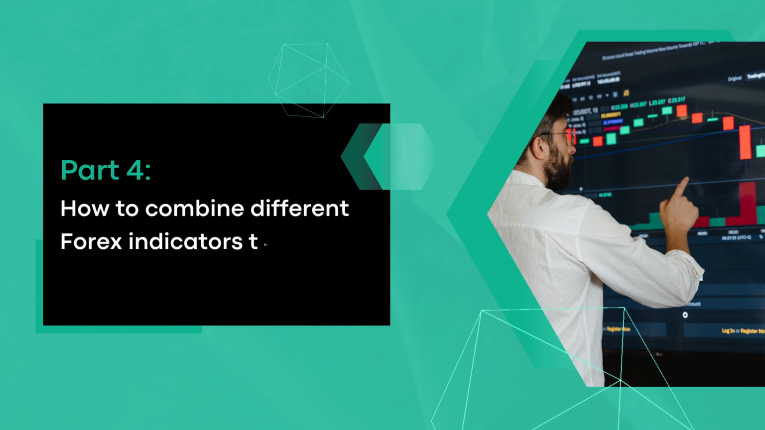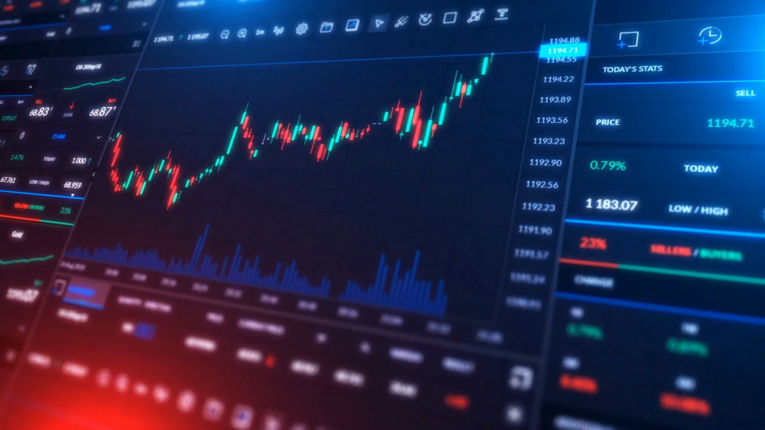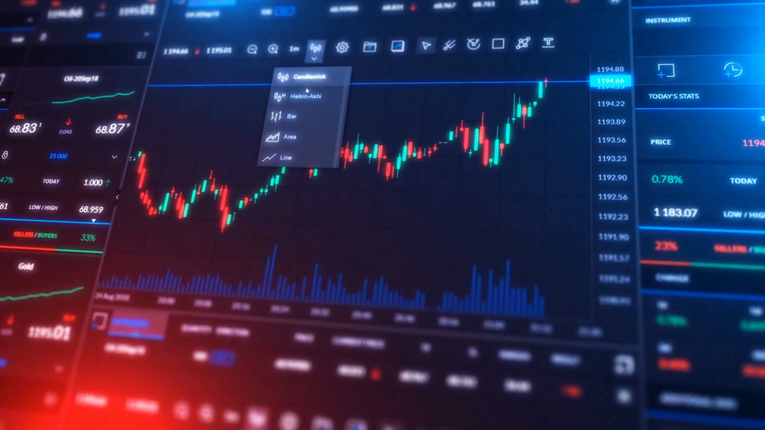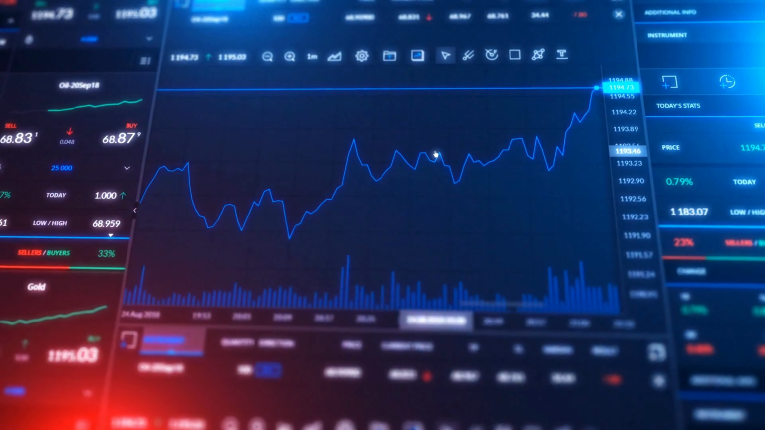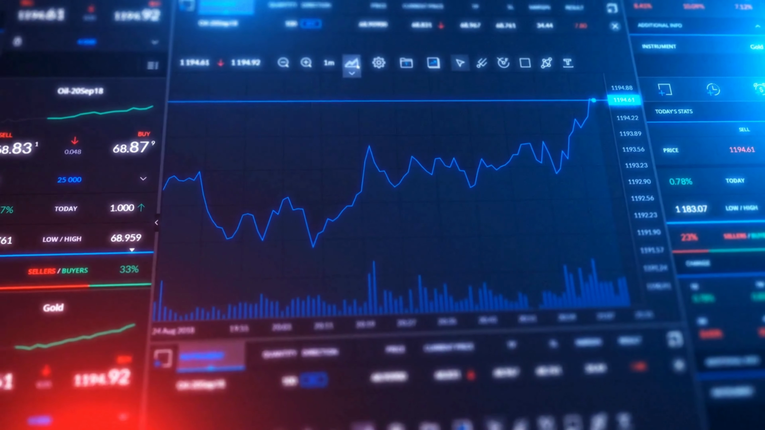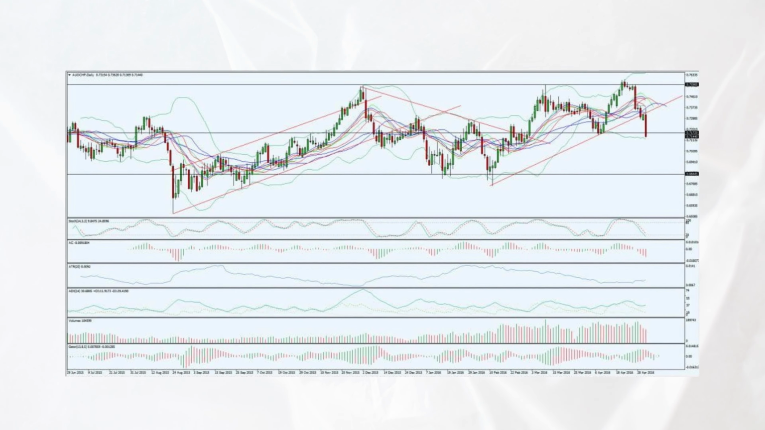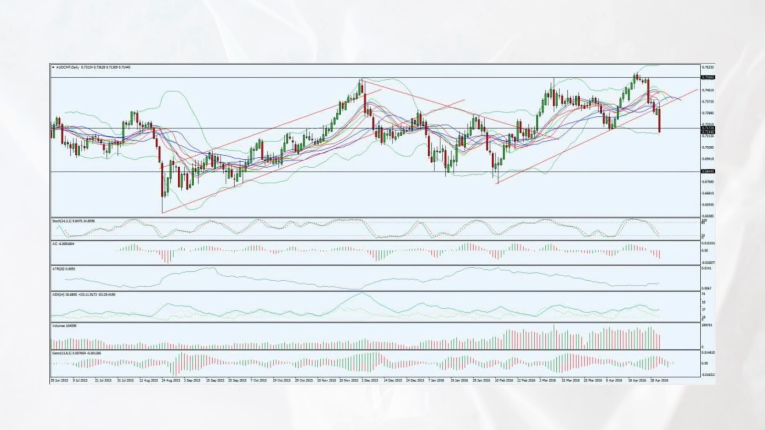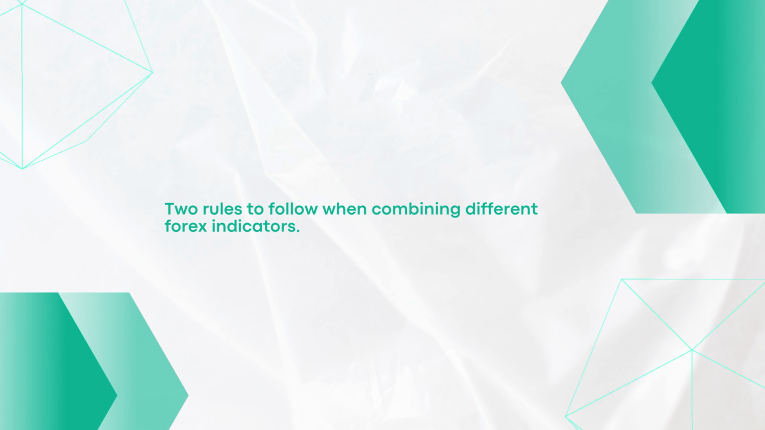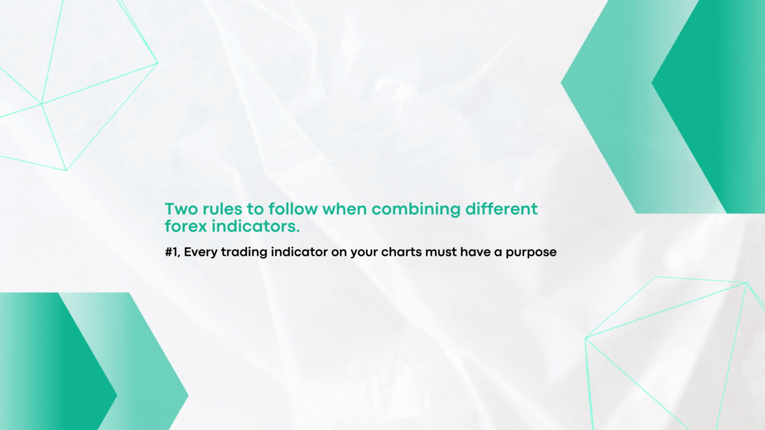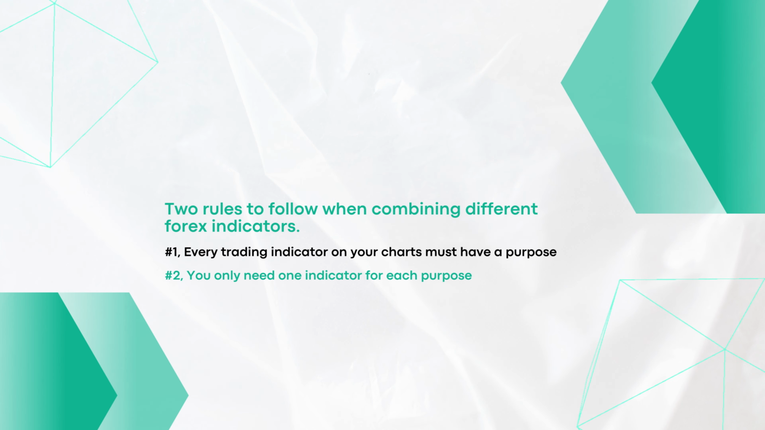How to combine different Forex indicators the correct way. The purpose of trading indicators is to summarize the historical chart data so you can better interpret the behavior of the markets. And if you want to take things a step further, you can combine different Forex indicators and get better trading results. But if your charts look like this, you're obviously doing it wrong. So here are 2 rules to follow when combining different Forex indicators. Rule number 1, every trading indicator on your charts must have a purpose. Rule number 2, you only need one indicator for each purpose.